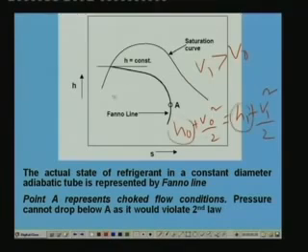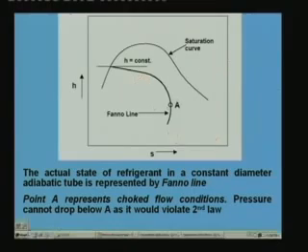Okay, so the actual line will be something like this. This is known as a Fanno line. Okay, so the actual enthalpy reduces as the flow takes place through the capillary. Okay, and point A is known as choked flow condition, and I will explain this later.